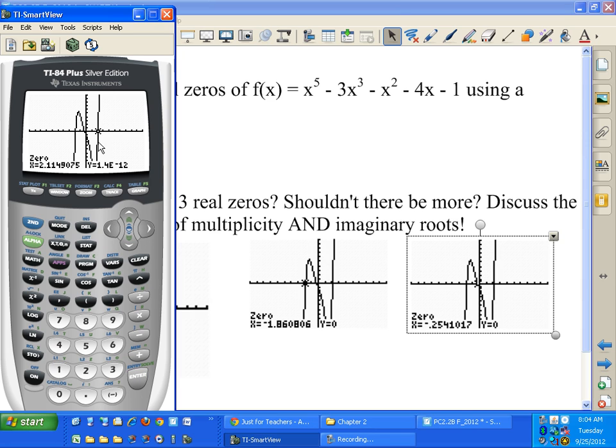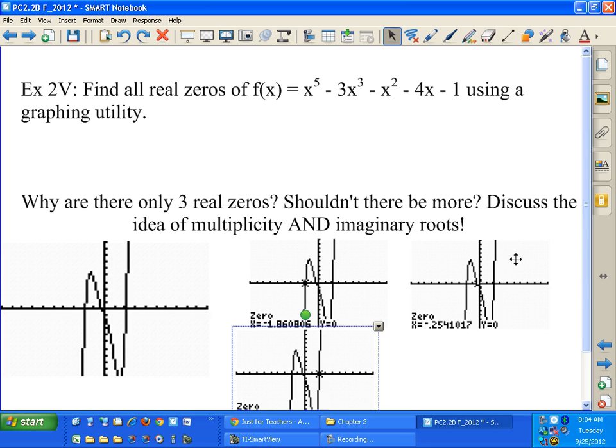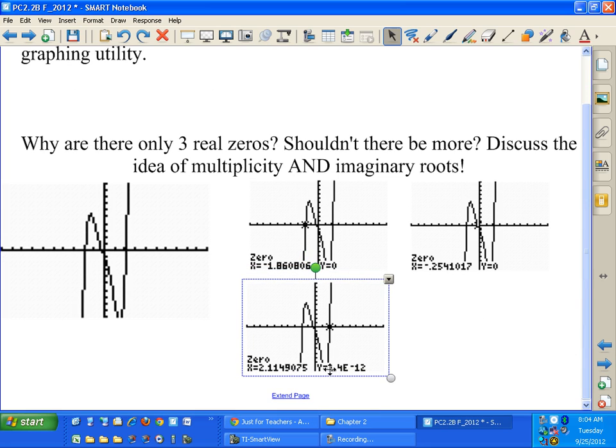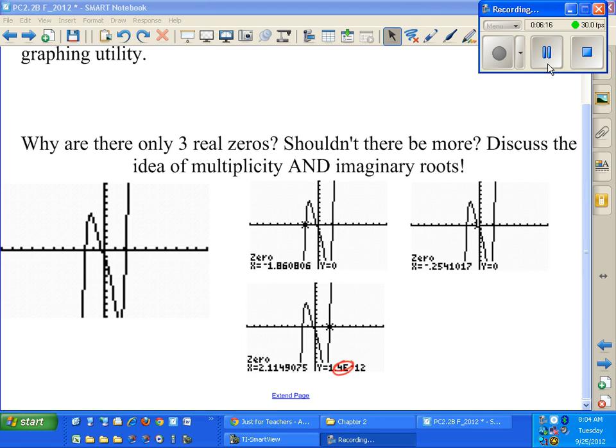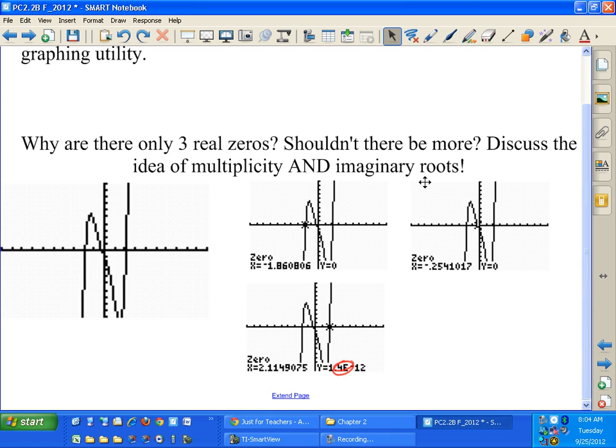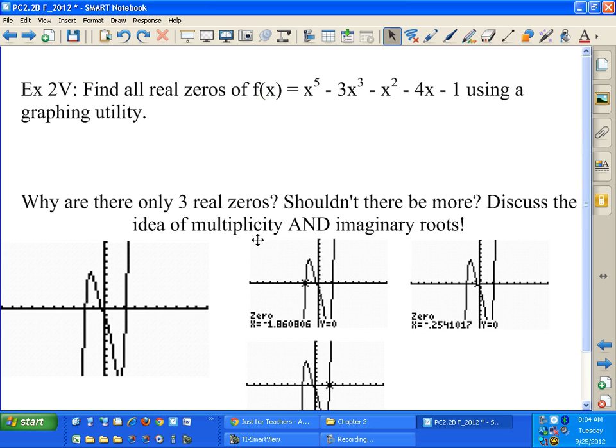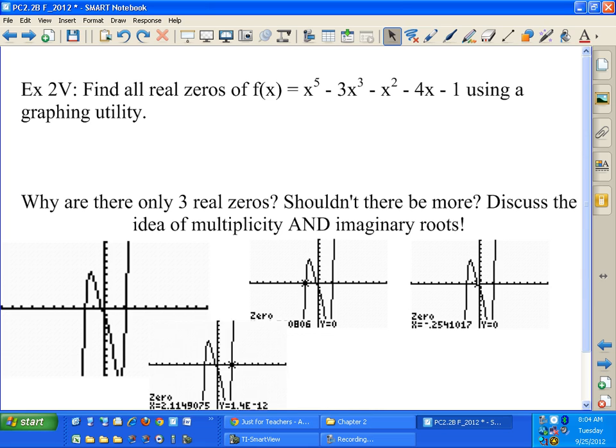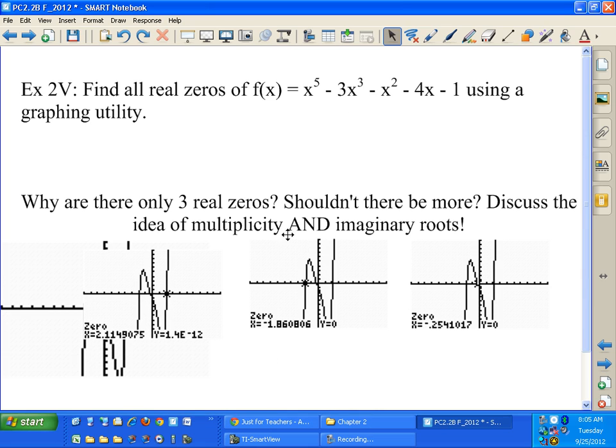Sometimes you'll see that I get something like 1.4 e to the -12, so that's basically 0. That's really all I'm looking for right there. So you get a zero for this, and the other one is that. There should be 5 solutions, but as you can see there are only 3 solutions for this graph. It could be a multiplicity, or it could be an imaginary root; it just depends on the factoring of this function. We're not going to factor it right now, we'll save that for another day.